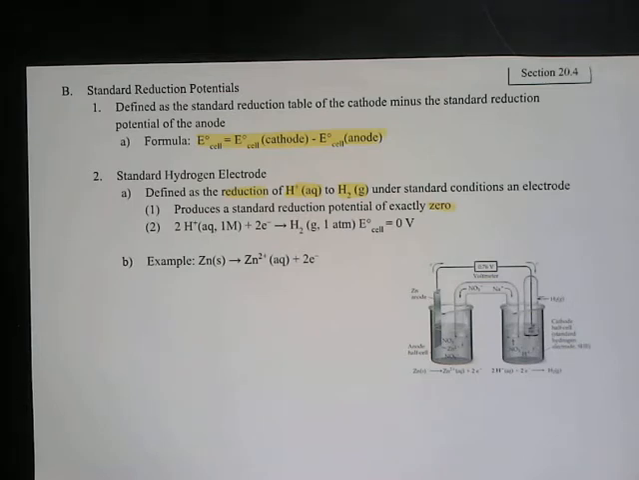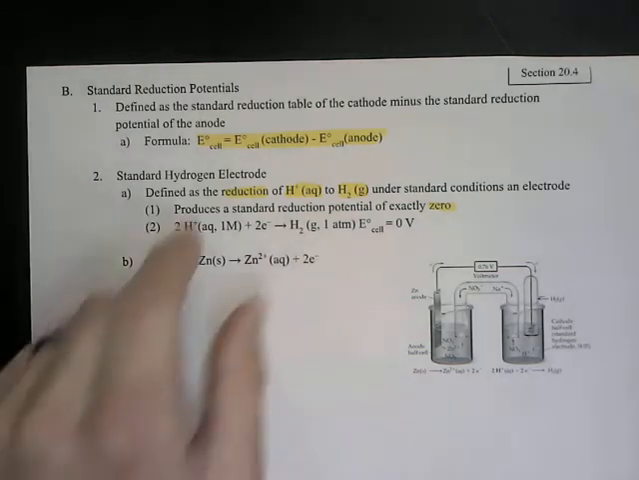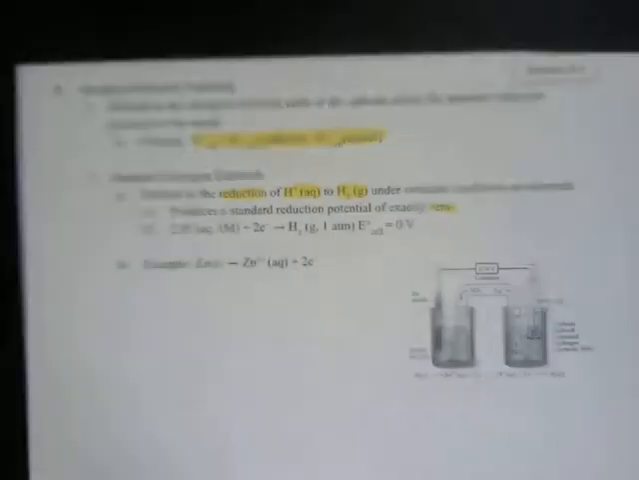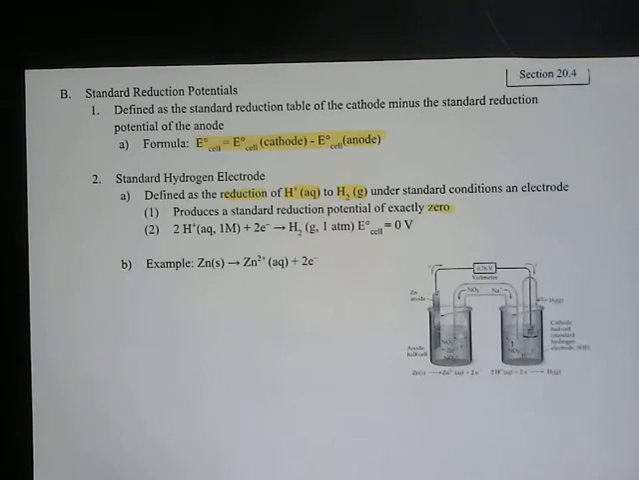Now, particularly here, the standard cell potential is defined as the cathode minus the anode in our standard cell conditions. This is measured in volts, and we'll see this on our chart in just a second.